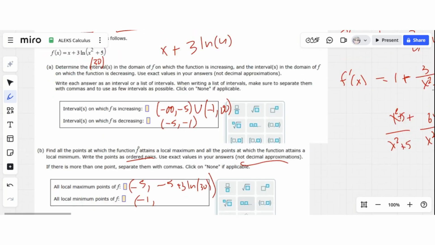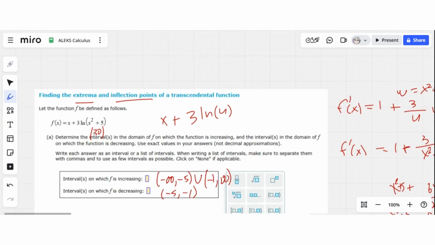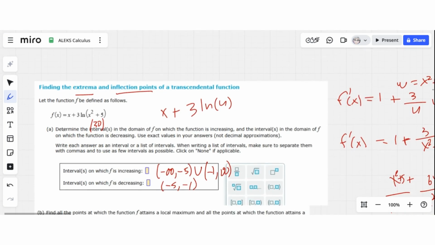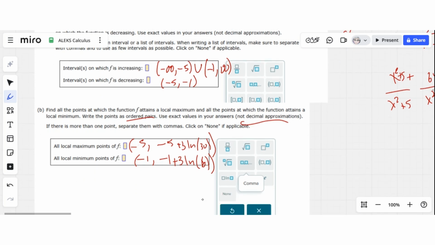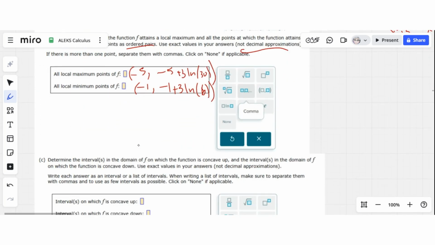We'll do the same thing with -1. It's going to be mostly the same, except we're going to get a natural log of 6 there. So this is -1 plus 3 times the natural log of 6. Okay, so those are our extrema. Let's do the next step.